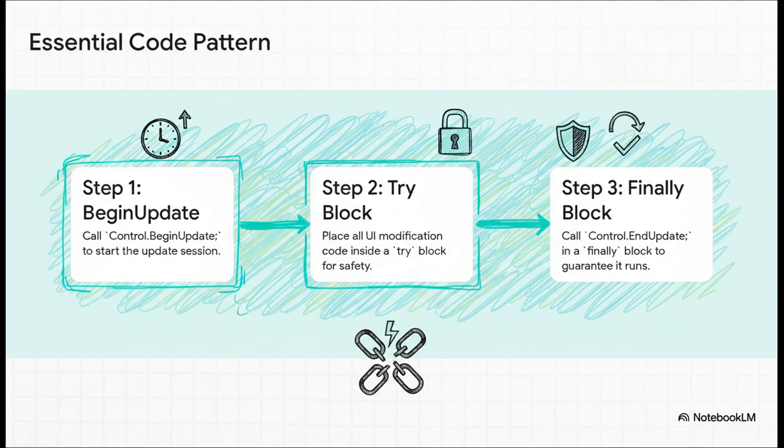And the structure you're looking at here is absolutely critical. This is not just a recommendation, this is the essential, bulletproof way to implement this pattern. By wrapping all your UI modifications inside a try-finally block, you guarantee, and I mean guarantee, that EndUpdate is always called, even if an error pops up in the middle of your code. This is what prevents your UI from getting stuck in a non-updating state forever.